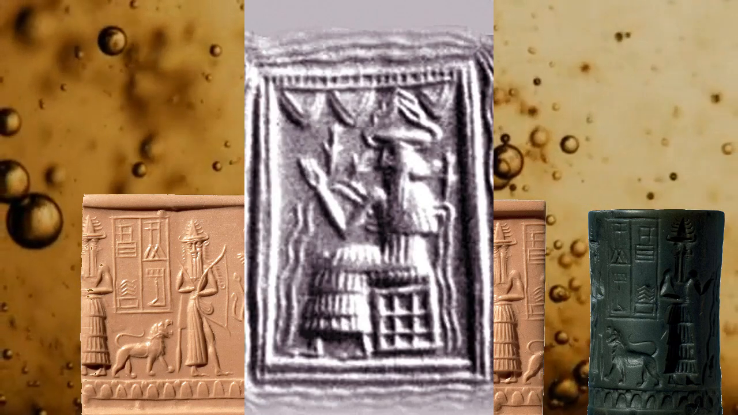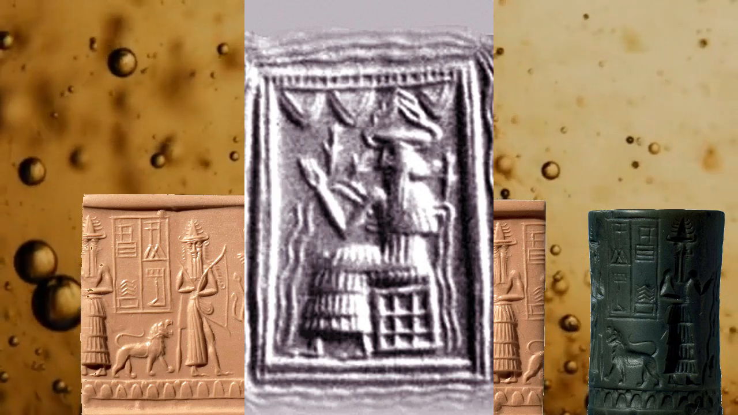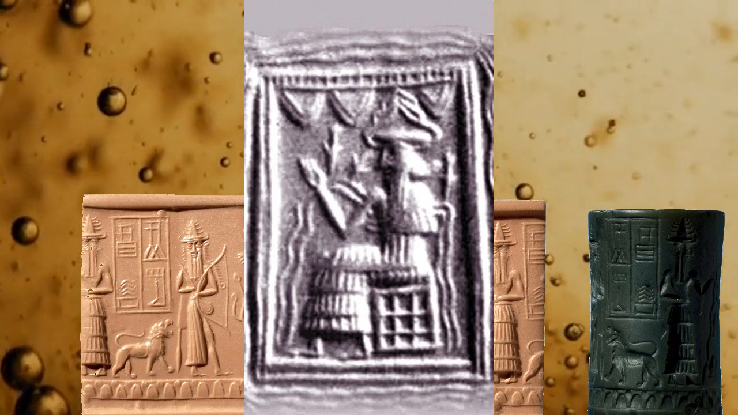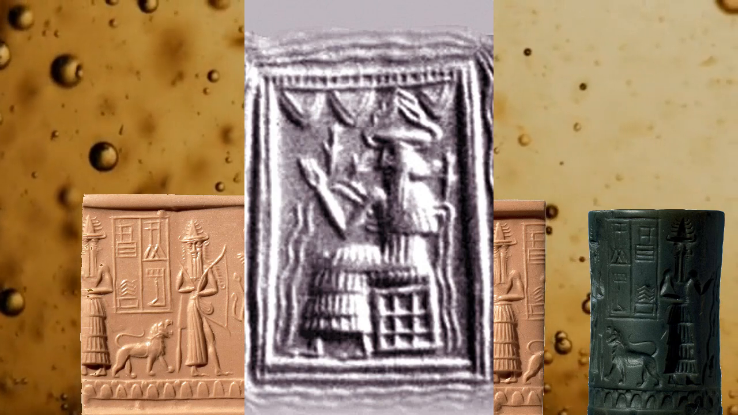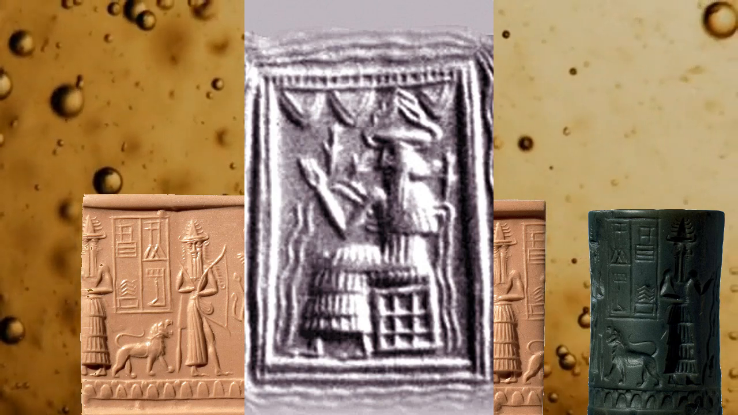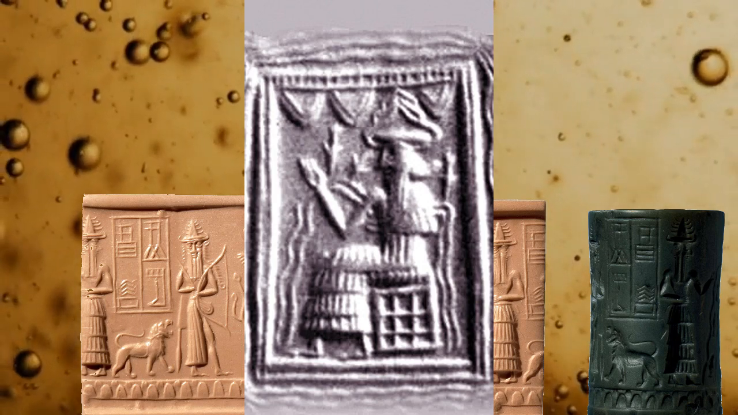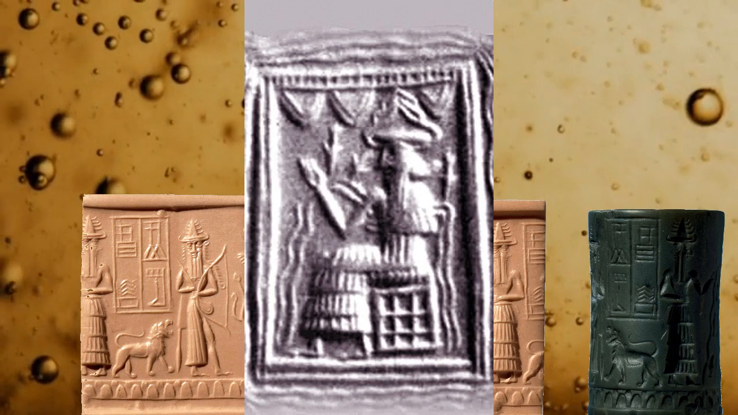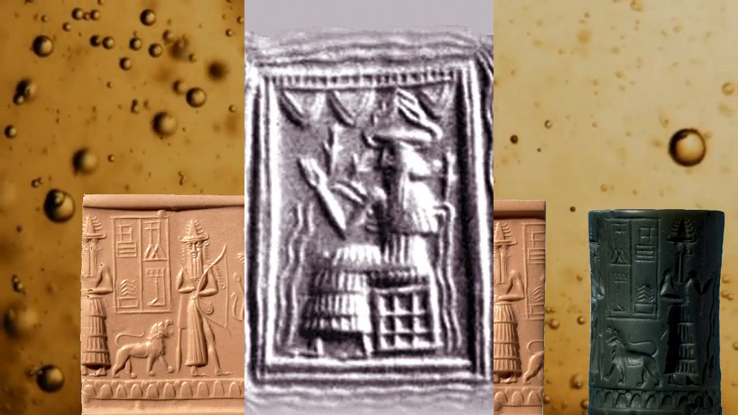Jumping to a few cylinder seals. Here's a part of a cylinder seal where we see Enki sitting in what looks to be a box. There are streams of water coming from his shoulders, and there are fish in the image. He is seated, and again you can see that this is clearly an Enki image.